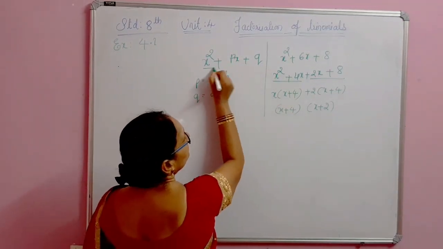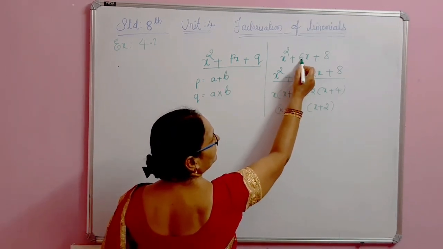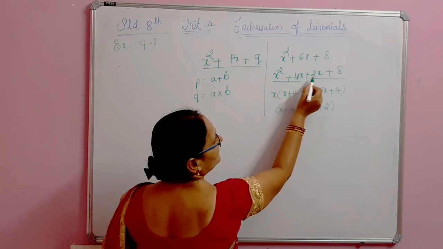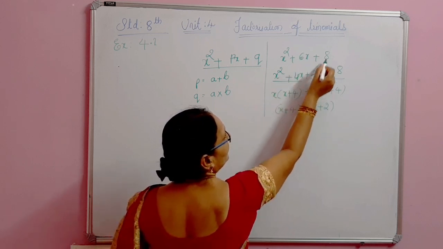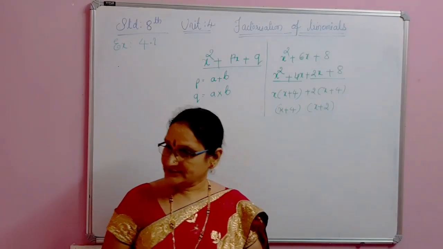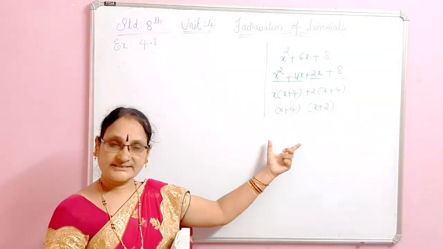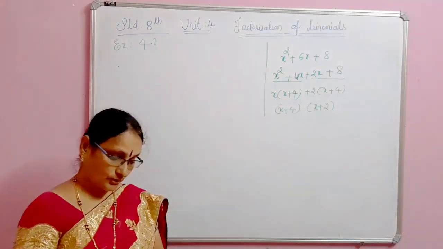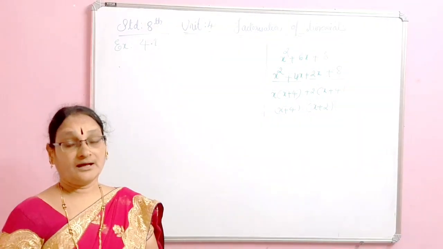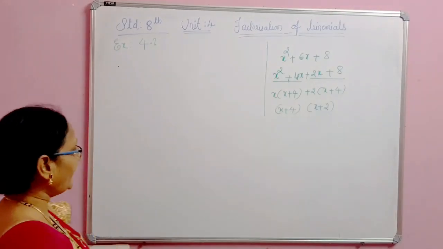Here this is the general form: px, where p means a plus b. That means in place of p, we add two numbers, 4 plus 2, which is 6. 4 twos are 8. q equal to a into b. Please remember this, how to split the numbers. It is very, very important. Before this kind of examples, first let us learn how to split the numbers. Splitting we learn.